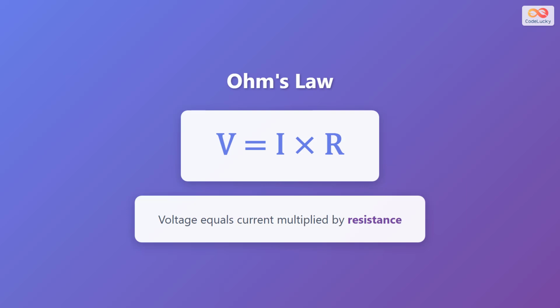Resistance plays a central role in Ohm's law, one of the most important equations in electricity. Ohm's law states that voltage equals current multiplied by resistance. This fundamental relationship tells us how voltage, current, and resistance are connected in electrical circuits. If you know any two of these values, you can always calculate the third. This law is the foundation for analyzing and designing electrical circuits.